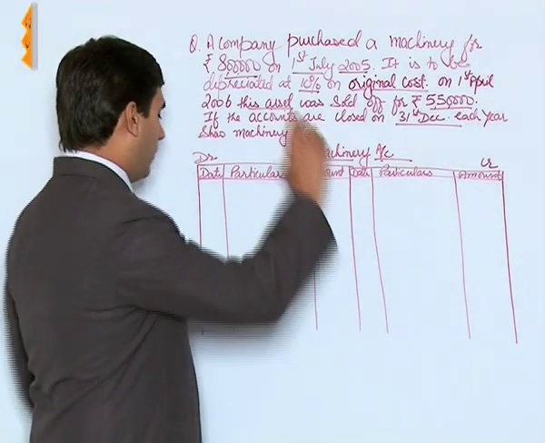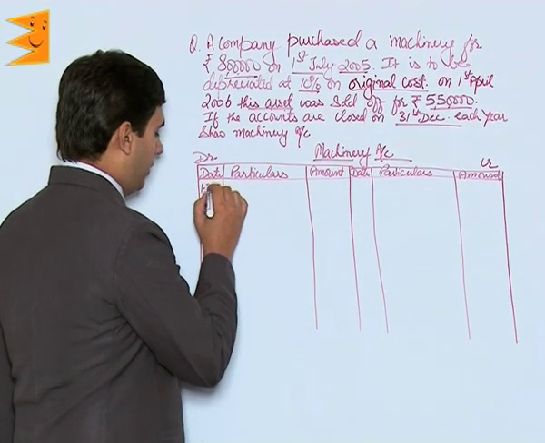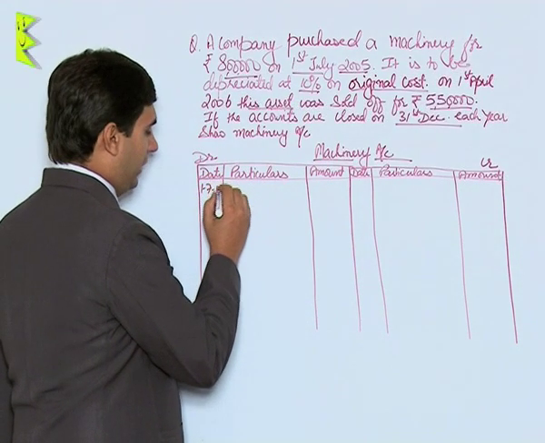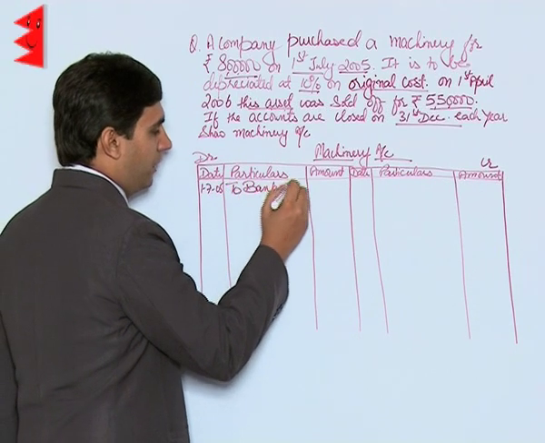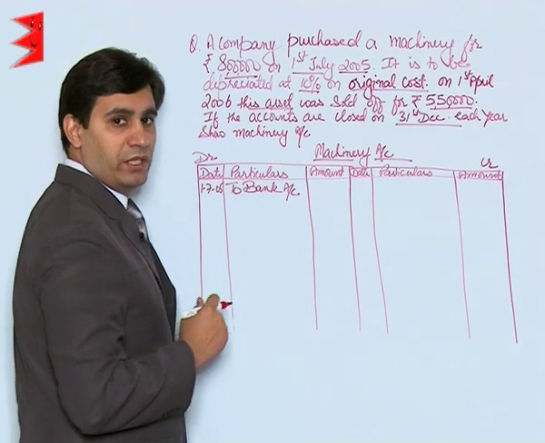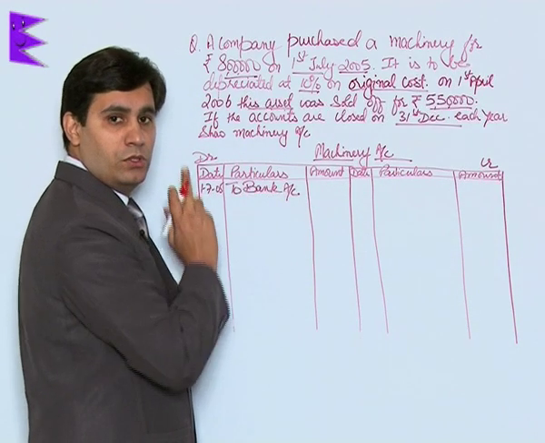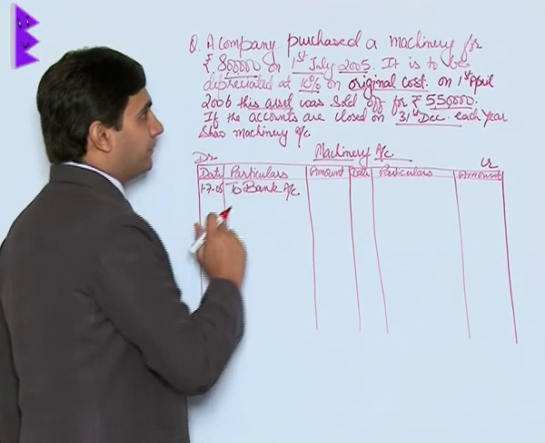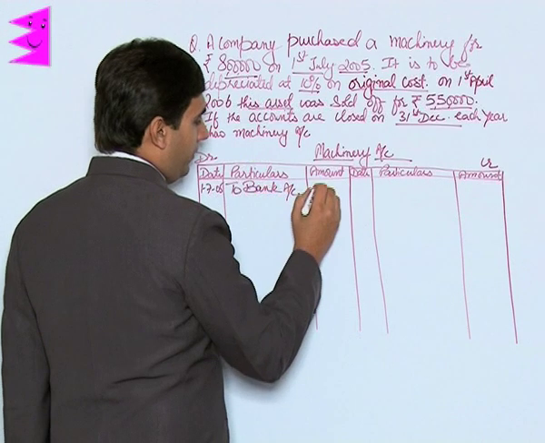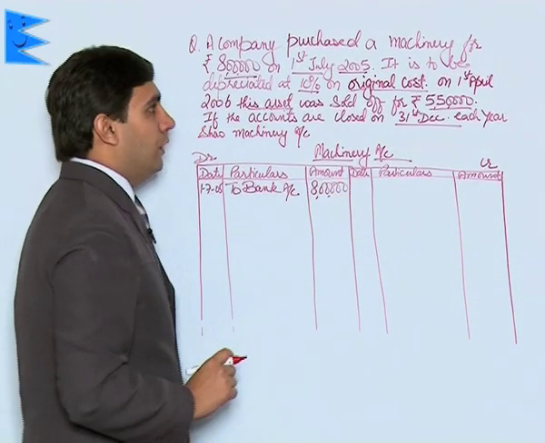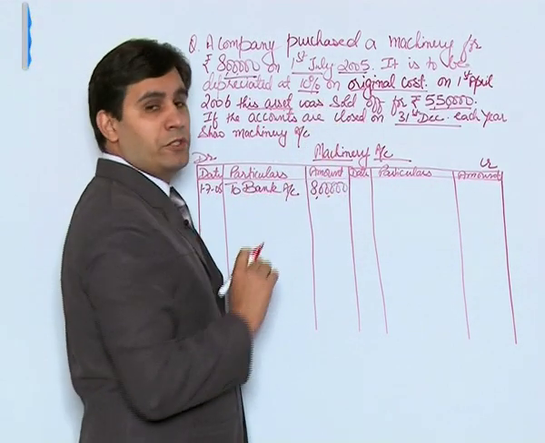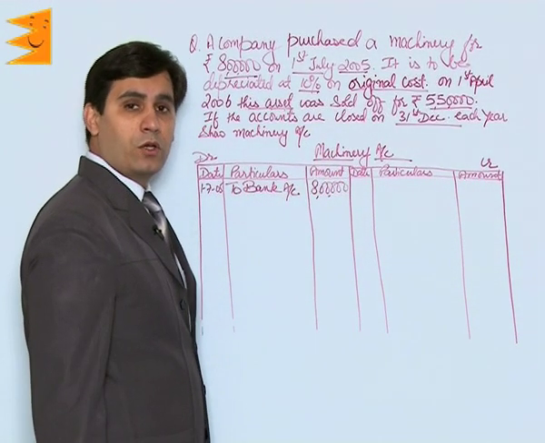So now students, we have purchased the machine on 1st July. So on 1st July 2005, it would be to bank account. The posting would be to bank account because the journal entry would have been machinery to bank. So the amount here would be rupees 8 lakhs.